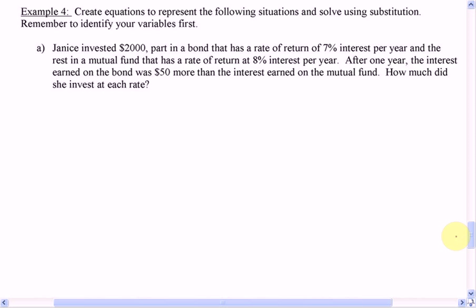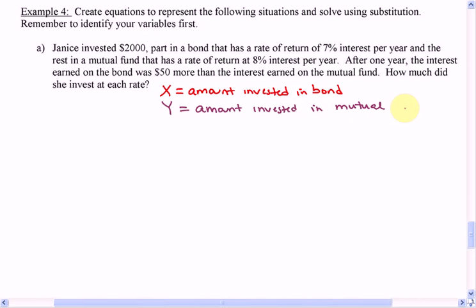So because they're asking you how much does she invest at each rate, I guess your two variables, if you like x and y, are x is the amount that is invested in the bond, right? Because there's two parts. So the other part would be, I guess, y, and that's the amount invested in the mutual fund. Of course, if you don't want to use x and y, maybe b and m or something like that to make life a little bit more interesting, that's perfectly fine.